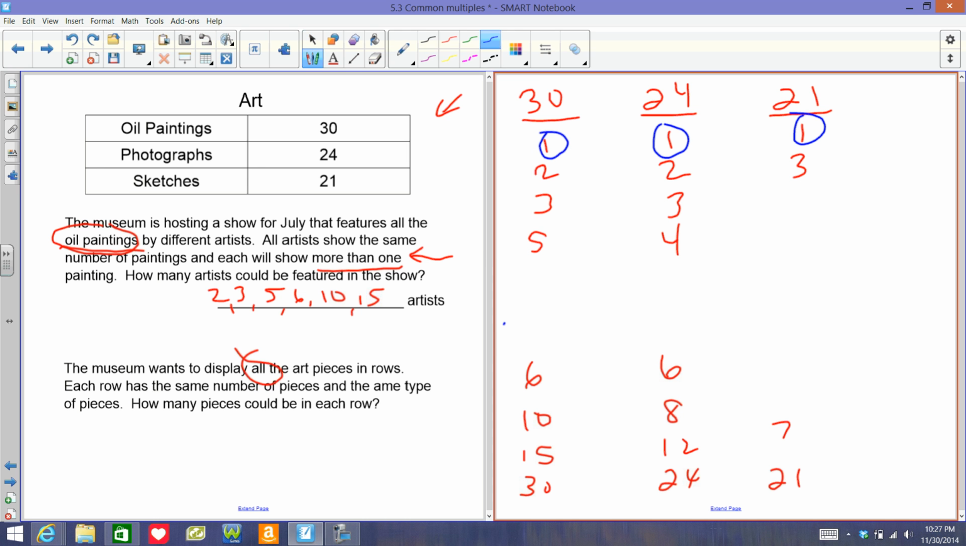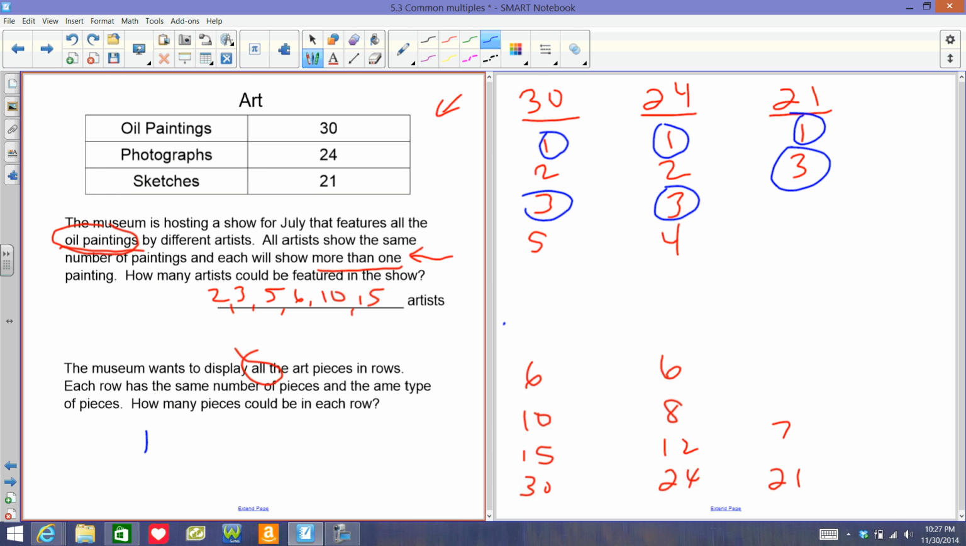Let's see. 2, nope. 3 is yes. 4 is no. 5 is no. 6 is no. 7 is no. 8 is no. 10, nope. Okay, so it looks like just 1 and 3 can be in each row.